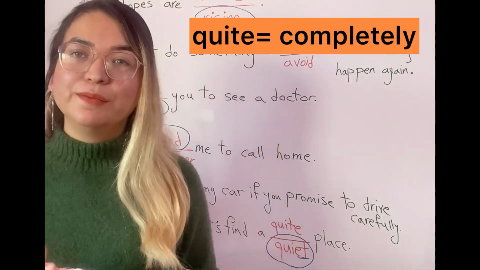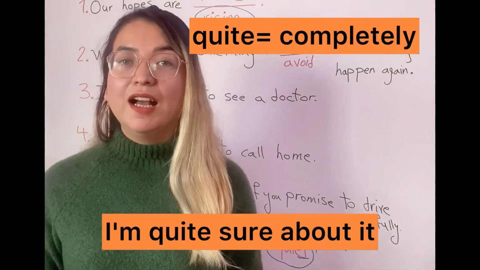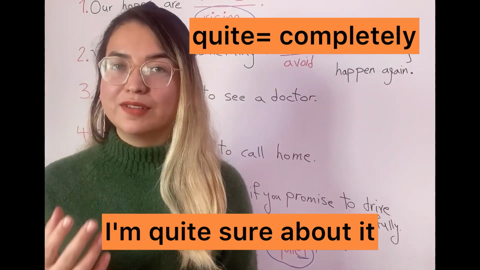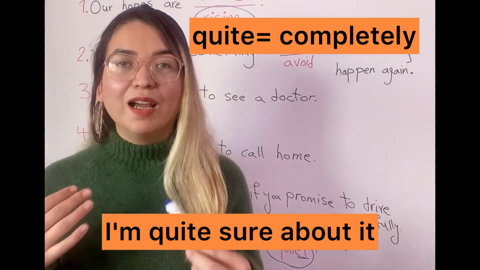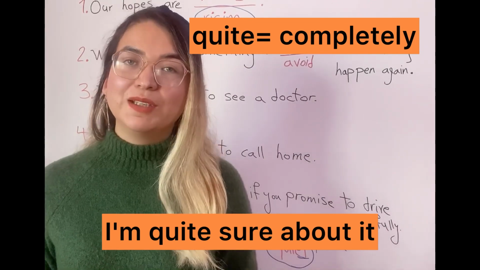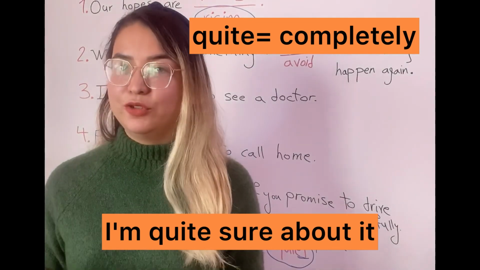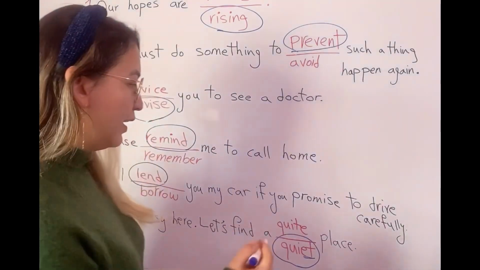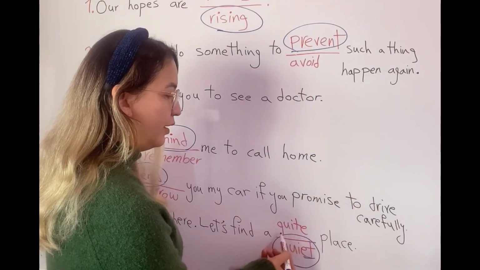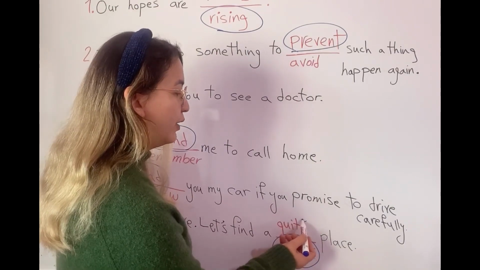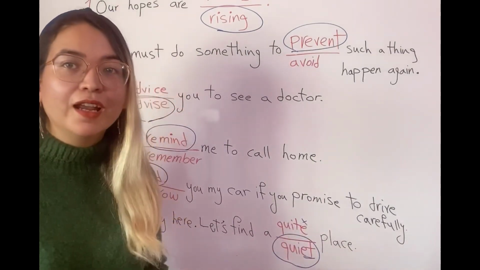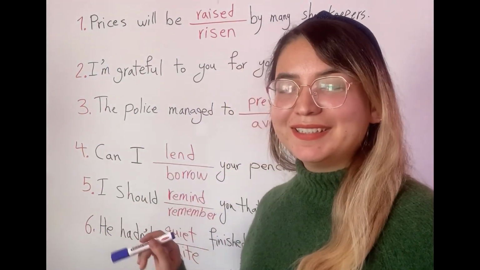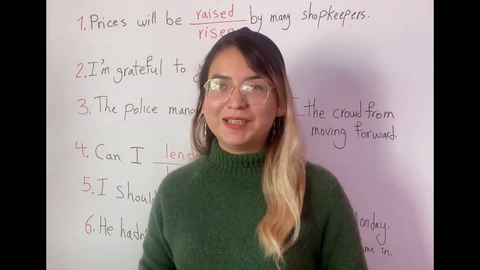But quite means, for example, I say, I'm quite sure about it. It's the adverb and you usually use it before the adjective. I'm quite sure about it. It means that I'm completely sure about it. Okay? And it is written in this way. Look, quite. We don't pronounce E here. I prepared 6 more sentences here that we can answer them together.